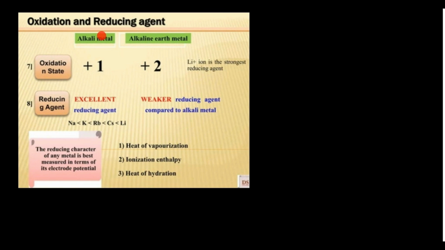So I am only discussing the alkali metals. You can ignore the alkaline earth metals. So for these alkaline earth metals, I can cut it from here. Only focus on this one. So alkali metals readily lose one electron, just like that. So they are very good reducing agents. Please remember this point. They are very good reducing agents.